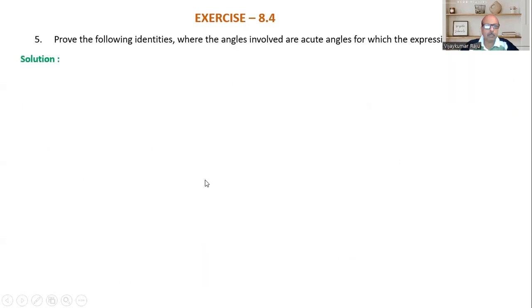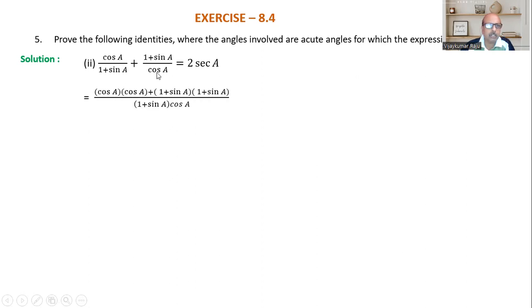Now let's take the second question. Cos upon 1 plus sine plus 1 plus sine upon cos. So here we take the LCM. So cos into cos plus 1 plus sine into 1 plus sine, upon the denominator 1 plus sine into cos. Cos into cos is cos square and 1 plus sine into 1 plus sine is 1 plus sine whole square. So it will be cos A whole square plus 1 plus sine A whole square upon this.